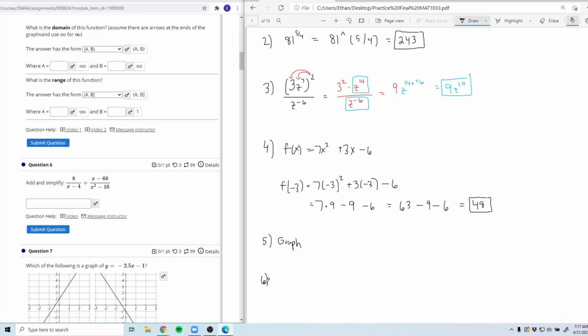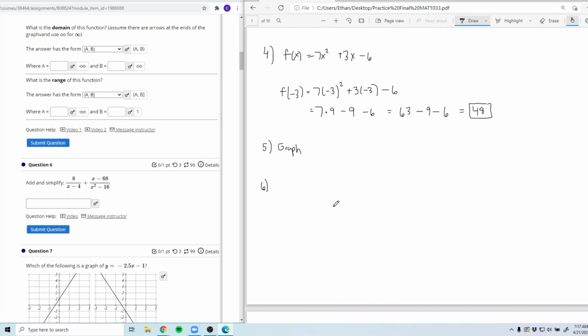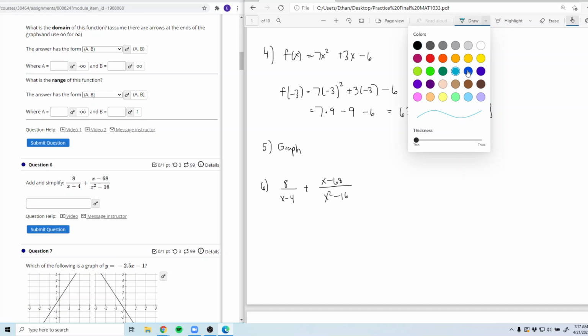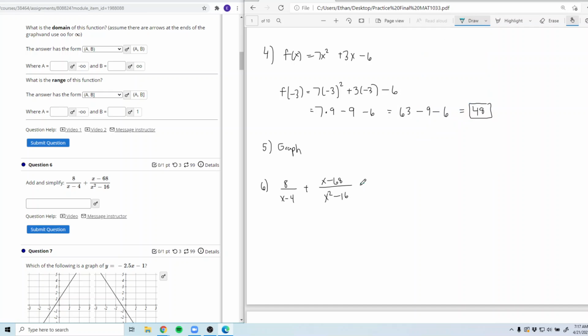Number 6, we want to add and simplify. We have 8 over x minus 4 plus x minus 68 over x squared minus 16. Now, how do we do this one? Well, the thing to start off with is remembering that you should factor all denominators. Because in order to add them together, you have to have the same denominator. The easiest way to do that is figure out if I can factor them, then I might see what's missing.